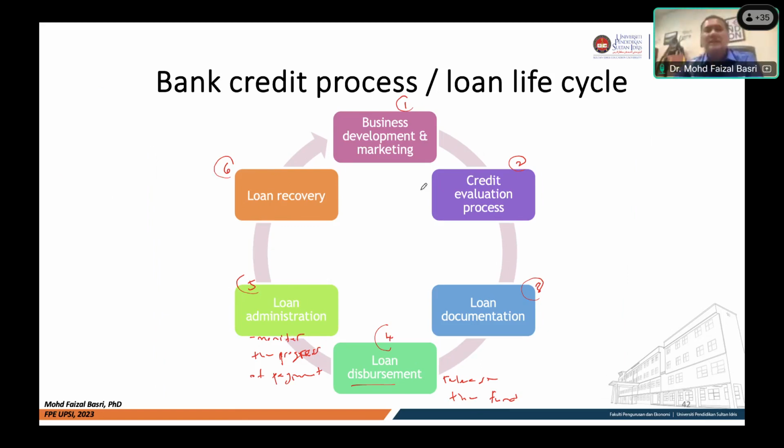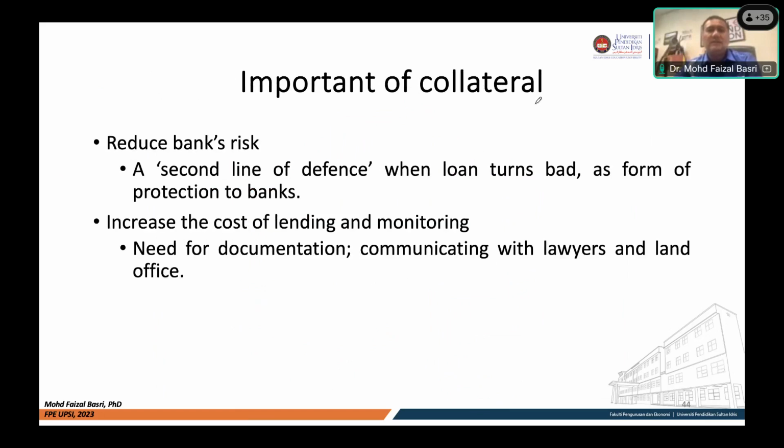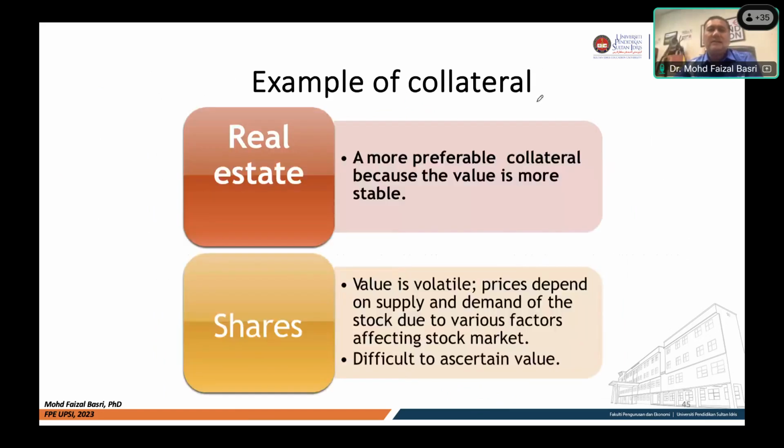So kat sini adalah cerita pasal good collateral. Nanti you baca. Okay, types of collateral that is considered good, right? Especially in terms of the value kat sini lah. The types of collateral yang preferable by the bank. Okay, because in terms of the value, and in terms of the resistance, itulah tak turun naik, dia tak volatile.